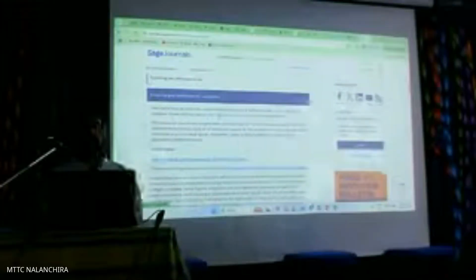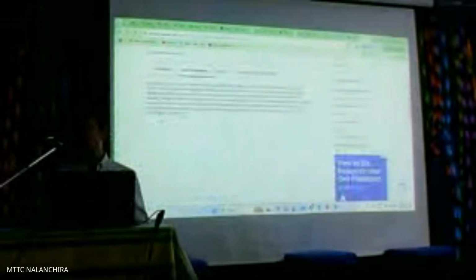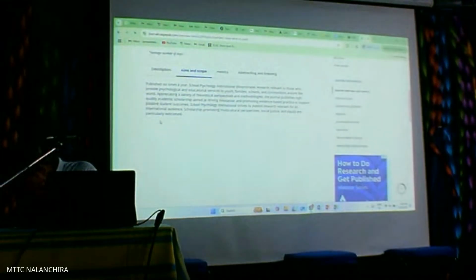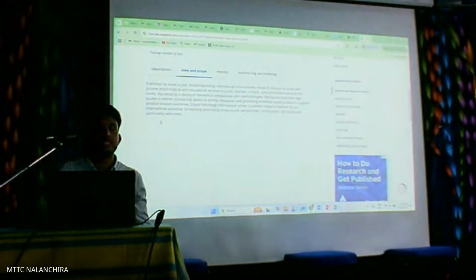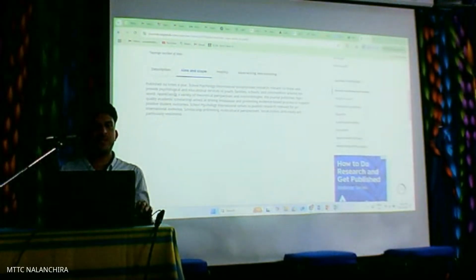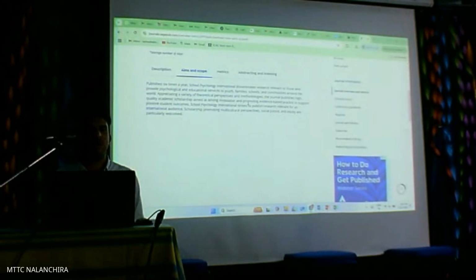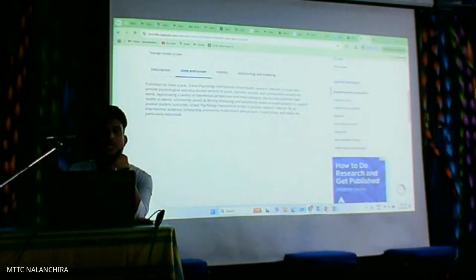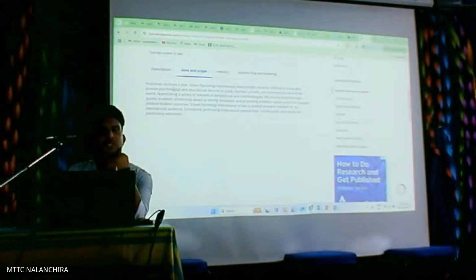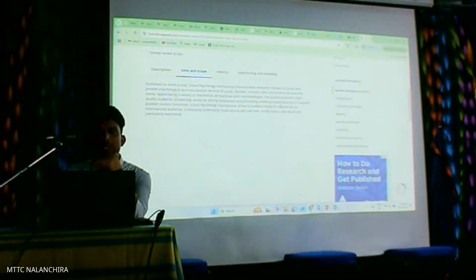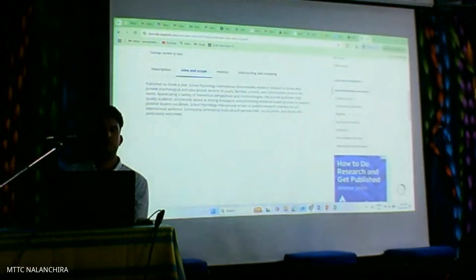The aims and scope. First, if you see the aims and scope, they mentioned here. They publish 6 times a year relevant research to those who provide psychological and educational services to youth, families, schools, and communities around the world. Appreciating a variety of theoretical perspectives and methodologies, the journal publishes high quality academic scholarship aimed at driving innovation and promoting evidence-based practice to support positive student outcomes.